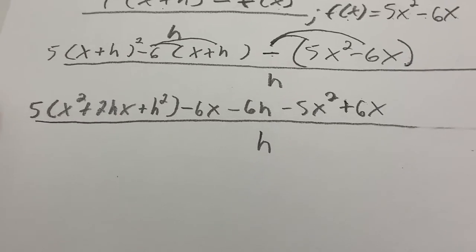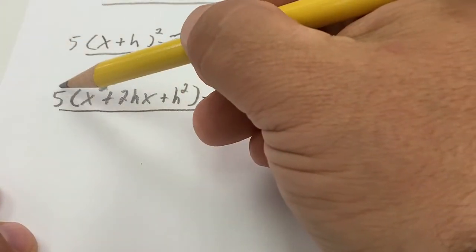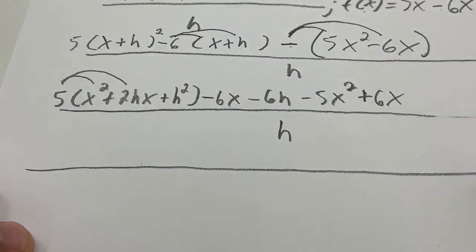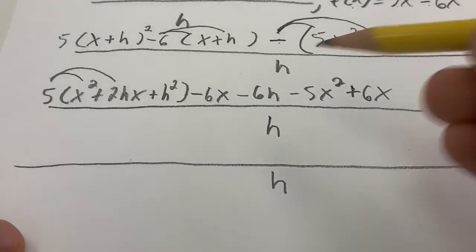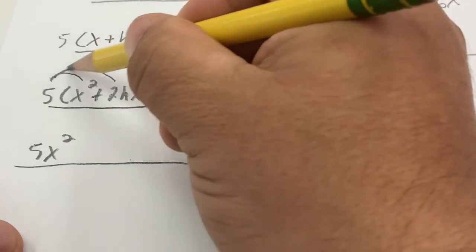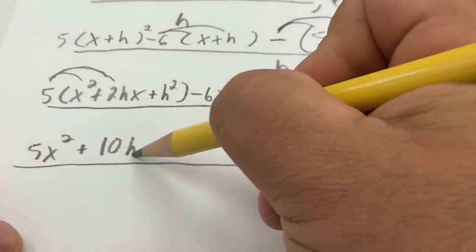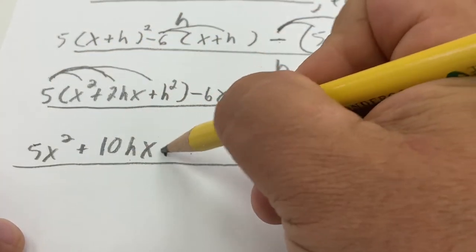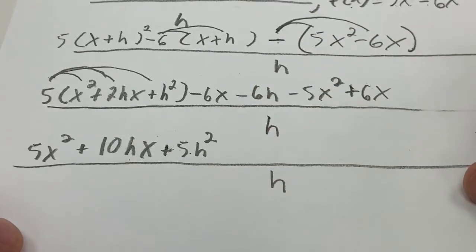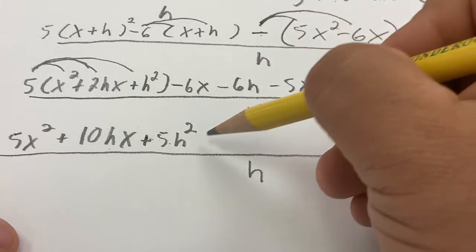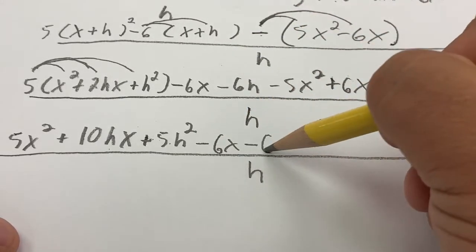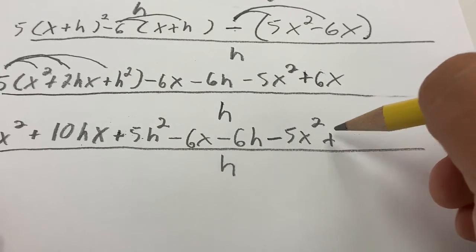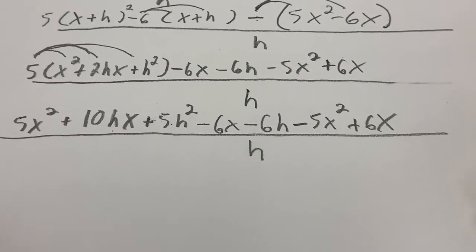I have a little bit more algebra to do. I have to distribute the 5 across this large quantity now. So big division bar over h, sobre h, 5x squared plus 10hx. Distribute the 5, más 5h a la 2, plus 5h squared minus 6x minus 6h minus 5x a la 2 más 6x. I hope my Spanish is okay.